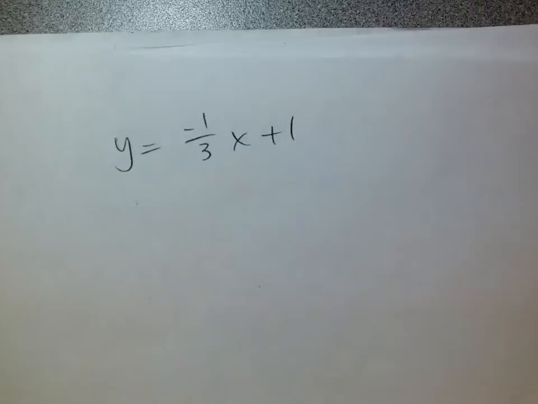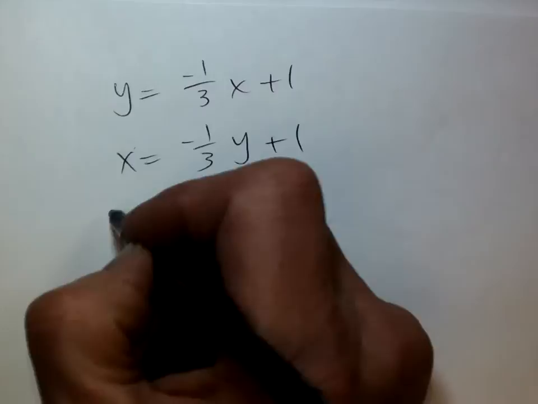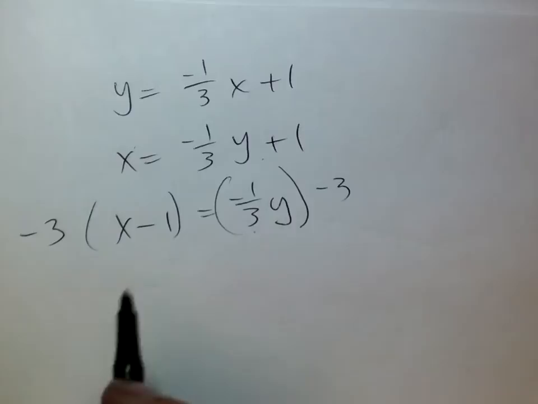So the way that I think is the easiest way is to switch the variables and solve. Okay, bring over the 1. Multiply by negative 3 to cancel. Wait, is this our final? No. Okay. Negative 3x plus 3 equals y, which is exactly what I had, right?